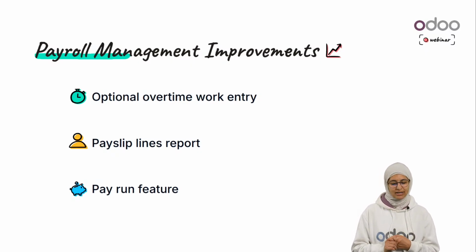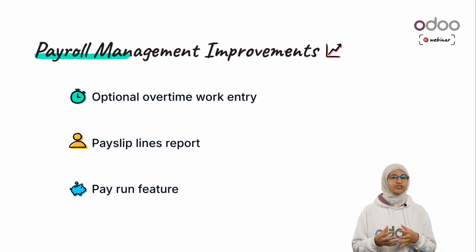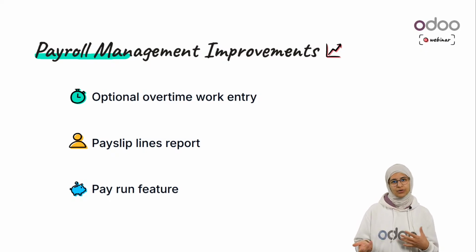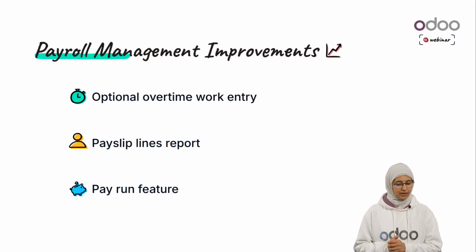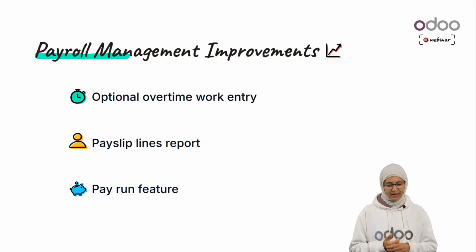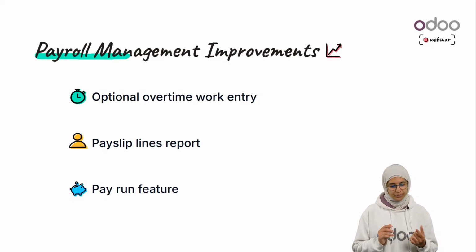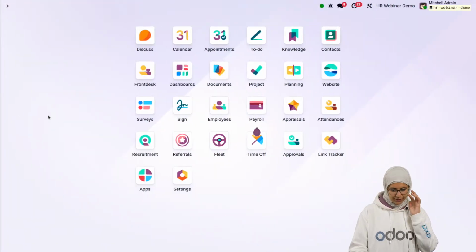The second one is the payslip lines report, which is a report that was already in a lot of our localizations. So what has happened is that now it's been added in standard, so you don't need to have a localization in order to use it, so that even if you're creating your own localization, you will still have access to the payslip lines report. And the third one is the pay run feature, which has actually replaced the batch payslips. So we're going to see what that looks like, how it works, and all of that. So let's jump right in.